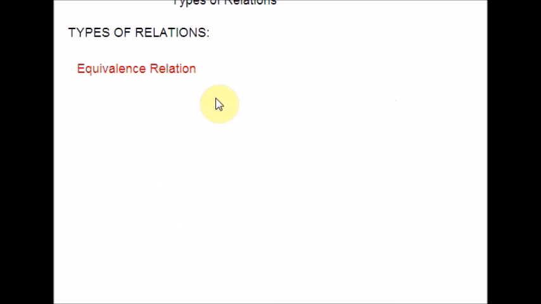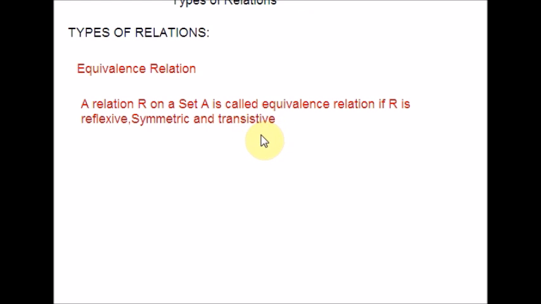The next important type of relation is equivalence relation. Now let us see what this is. Please look at the definition. A relation R on a set A is called an equivalence relation if R satisfies the three conditions: reflexive, symmetric and transitive. Okay, I'll give you a general example with variables and then I'll give you one example with numbers.